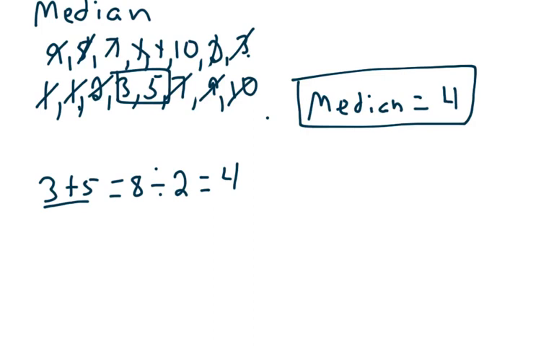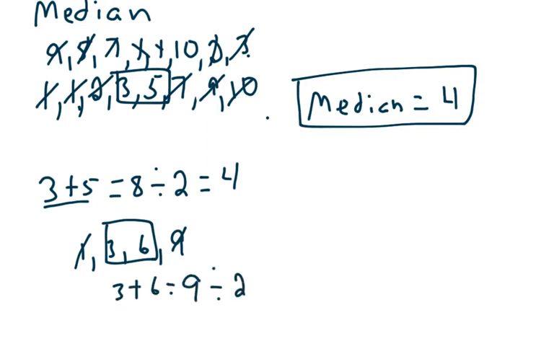So let's say I had 1, 3, 6, and 9. When I cross off, I'm left with 2. I have 3 and 6. A little harder. Well, 3 plus 6 is 9. 9 divided by 2 is 4.5. And that's your median. It's okay to have a decimal or a fraction. The reason is that 4.5 is halfway in between 3 and 6.